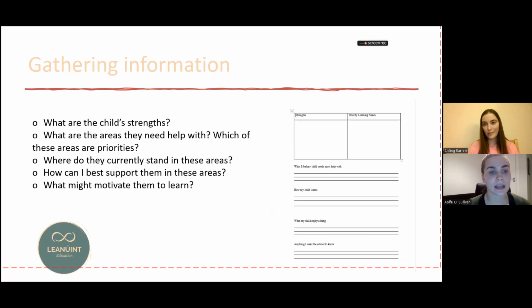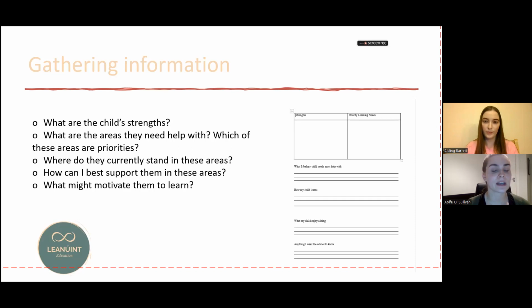So when you gather information, these are questions which you might find beneficial. So what are the child's strengths? It's important not just to focus on the child's needs and their areas of learning in which they are finding difficult, but also to focus on the child's strengths, as these strengths can be very beneficial for planning their support and what strategies you are going to employ to support them.